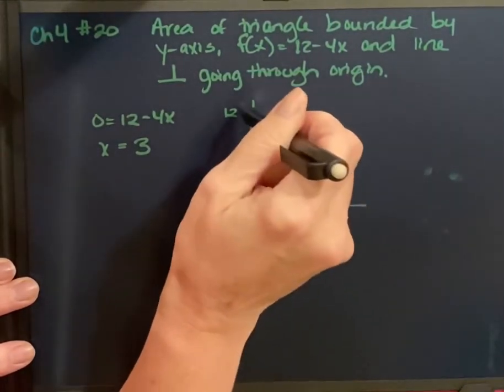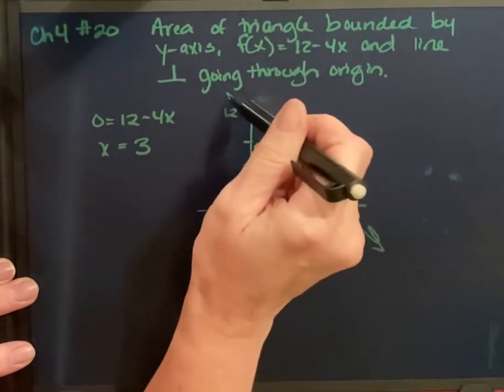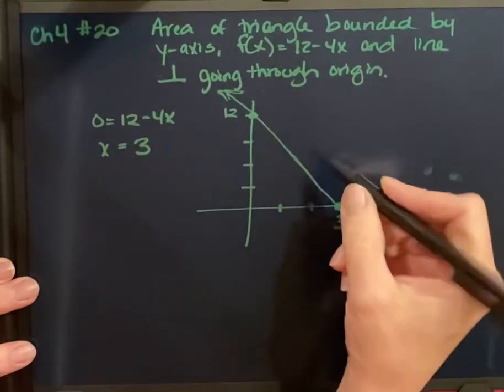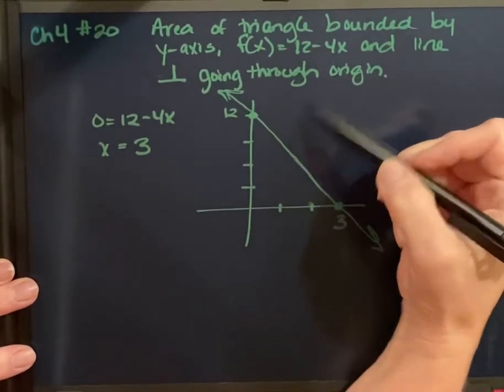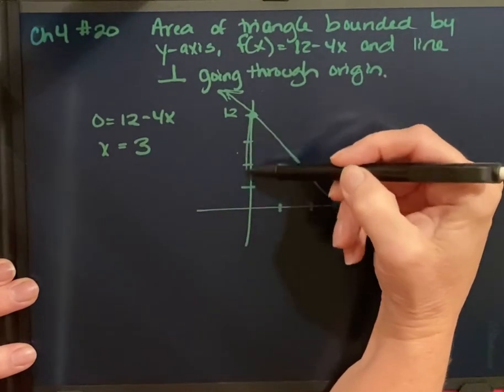And our line is going to go, I'm always bad at this part. Okay, there we go. This is our line 12 minus 4x. The other side of the triangle is bounded by the y-axis. So it's going to be this one.